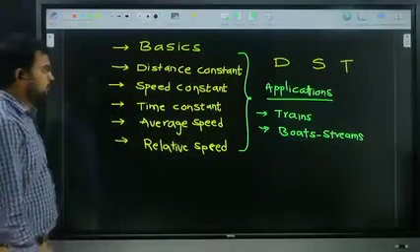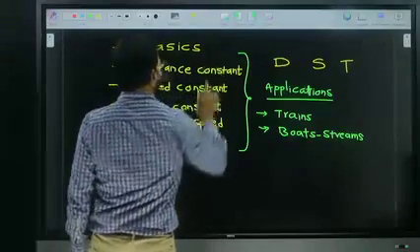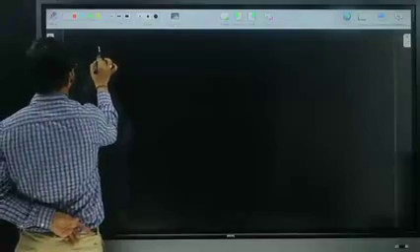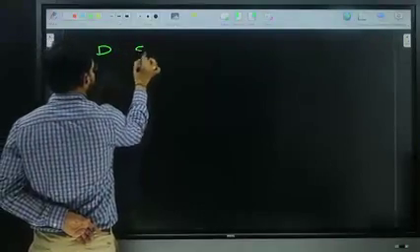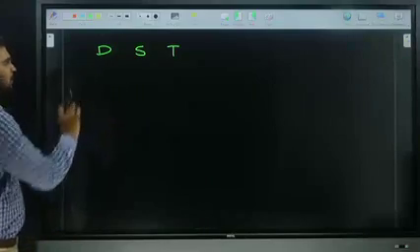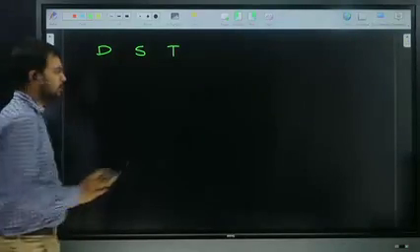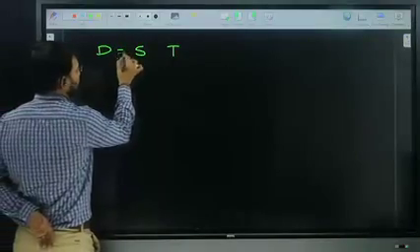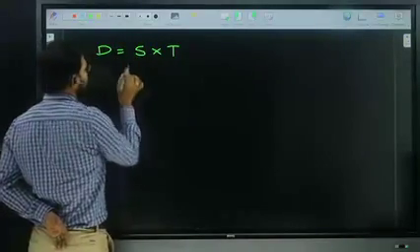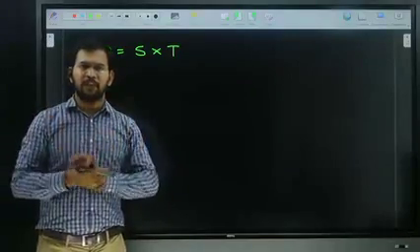Very good. Now coming to the basics. Generally there are three variables in time and distance: distance, speed, time. First of all, tell me what is the relationship among these three variables? Generally, distance is equal to speed into time. The basic relation is distance is equal to speed into time.